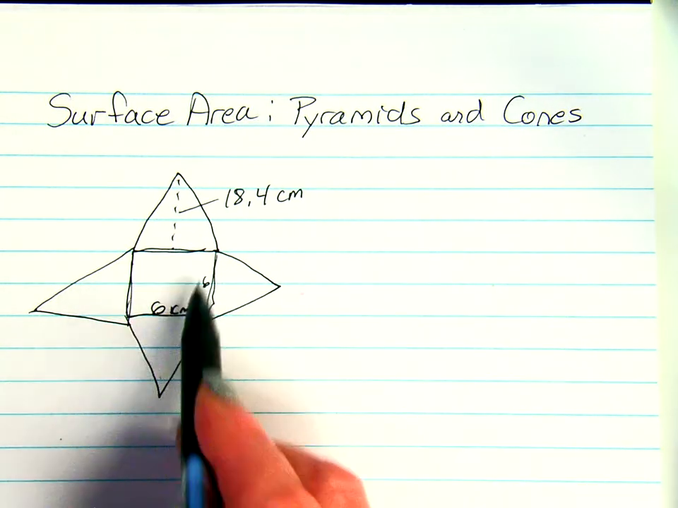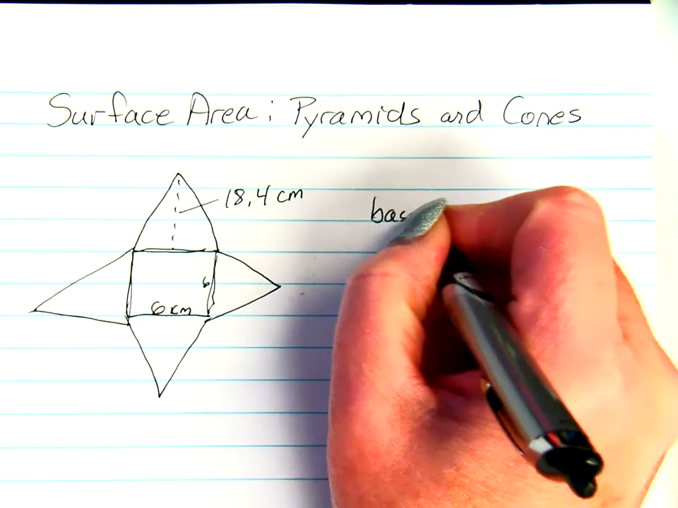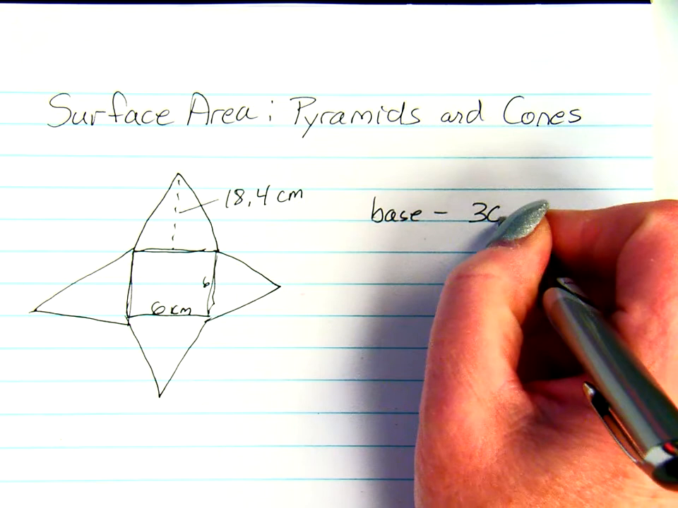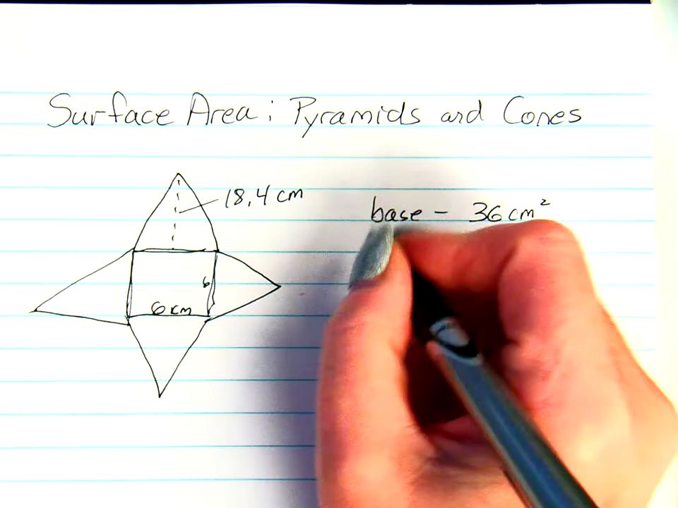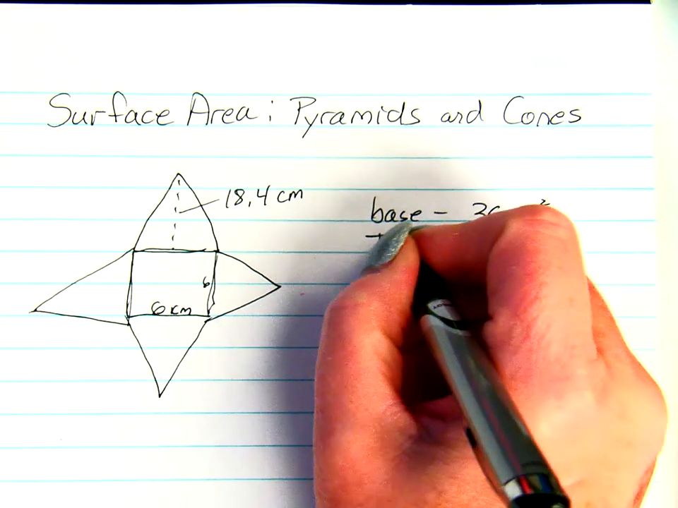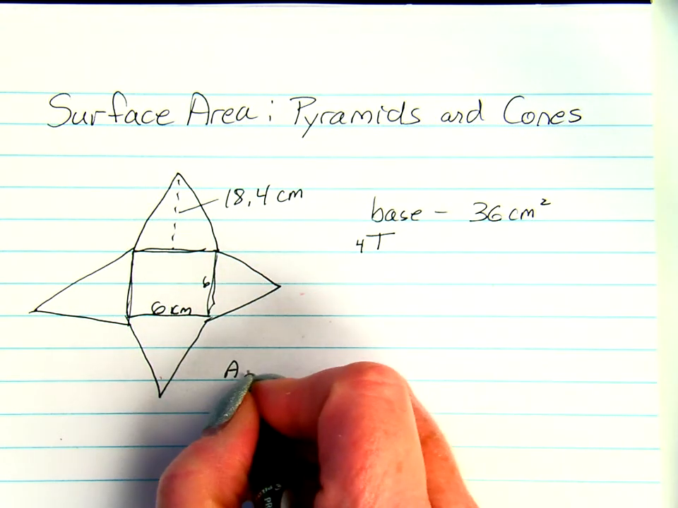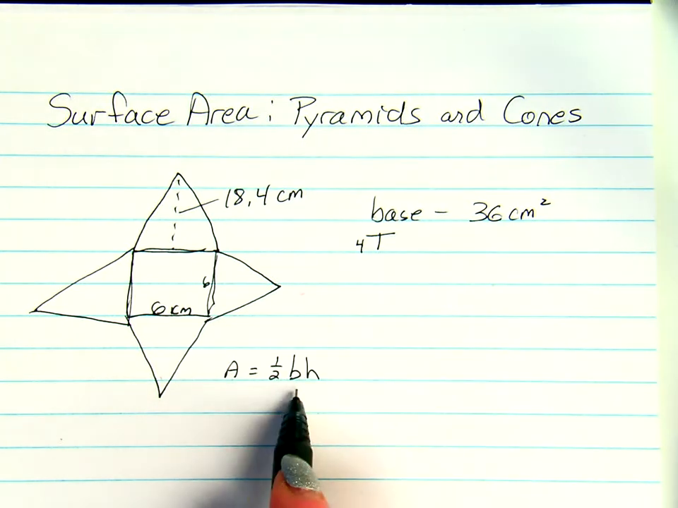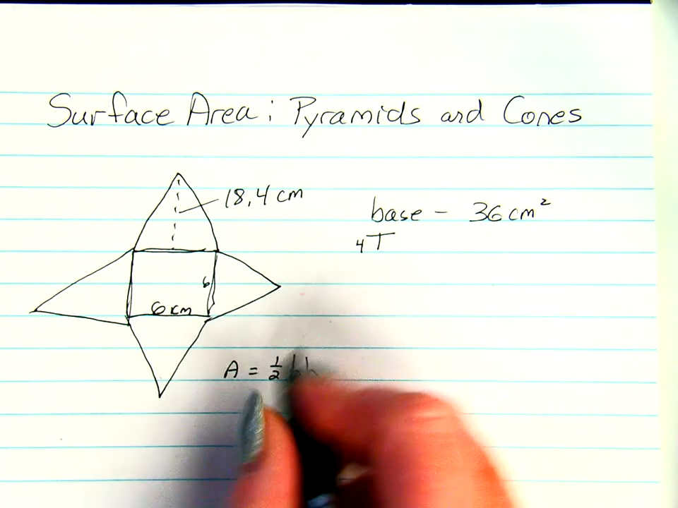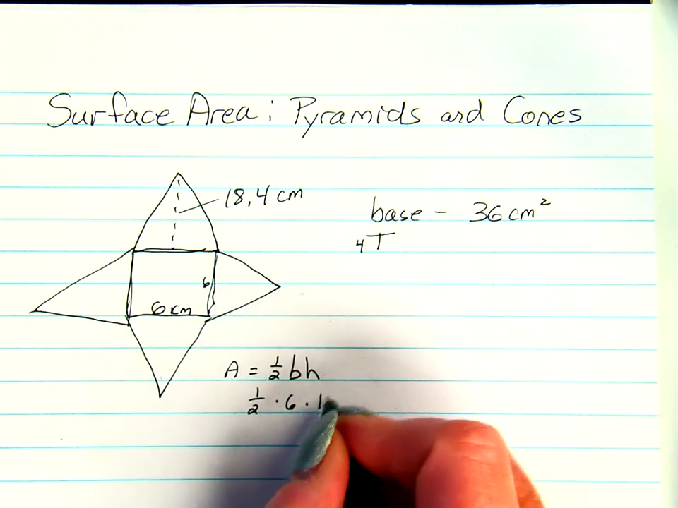So we're going to start with our base, which is the square, 6 times 6. So our base is 36 centimeters squared units. Okay, now we've got triangles, and we've got 4 of them, and they are all going to be the same. So remembering that the area of a triangle is equal to 1/2 the base times the height, in this case, I'm going to have 1/2, my base is 6, and my height is 18.4.